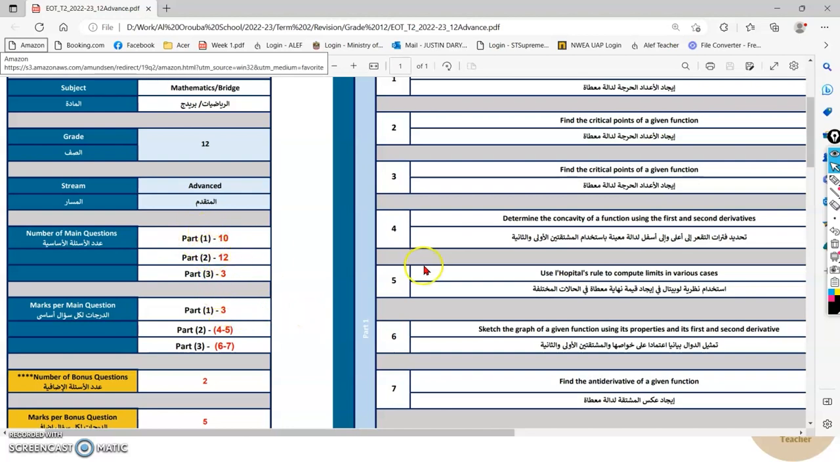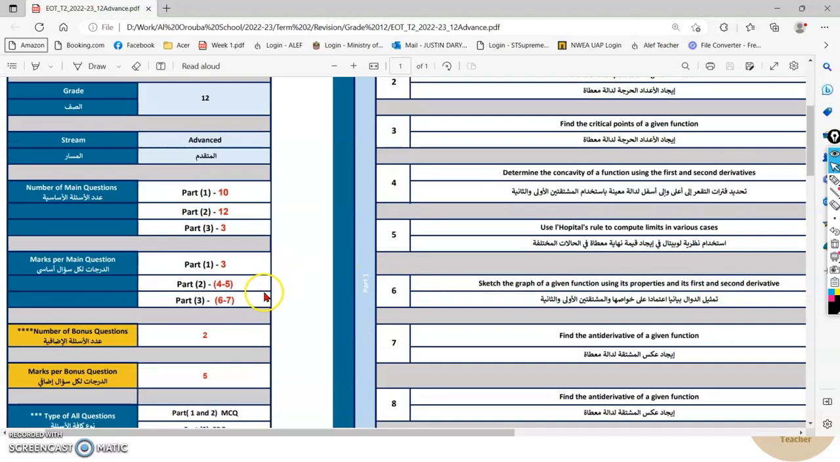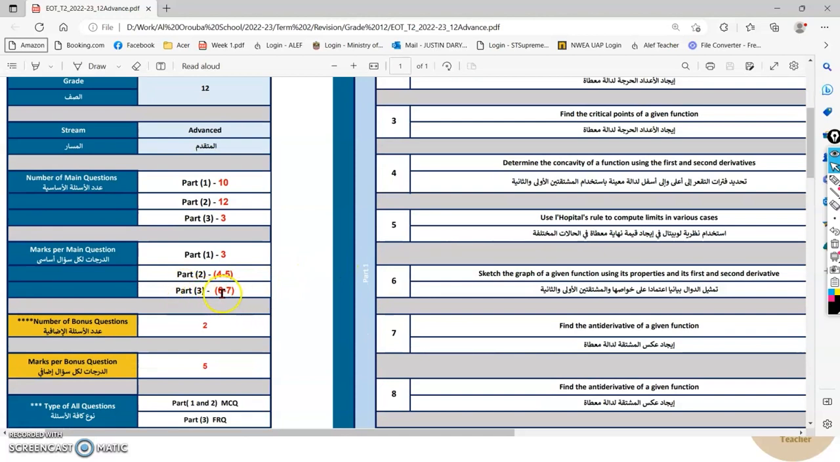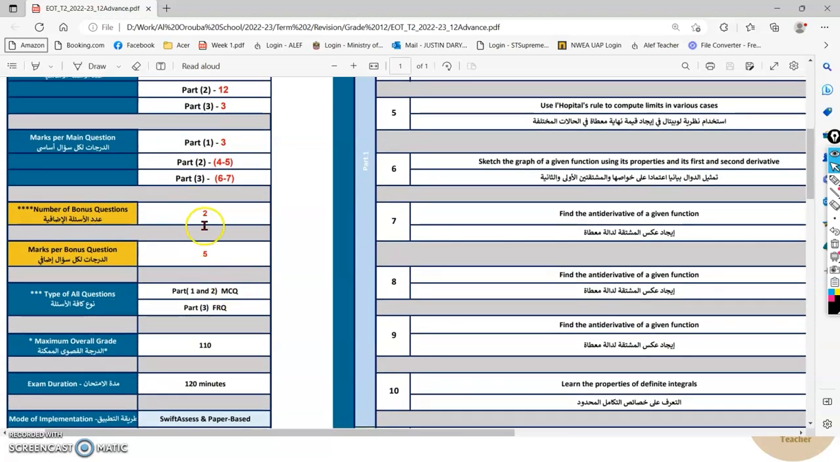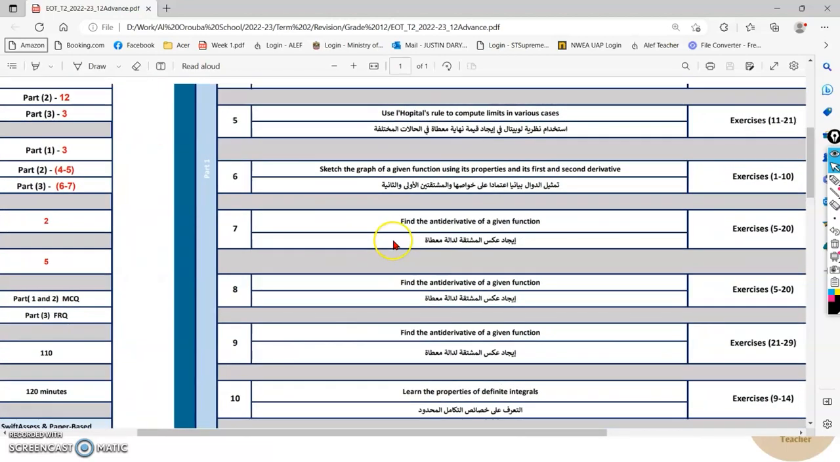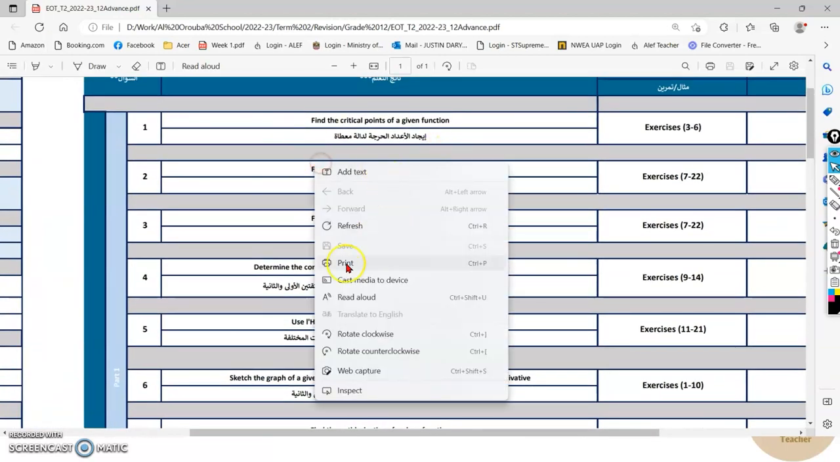Whereas part 1 and part 2 is completely on computer and you will be given 4 MCQ options and you need to choose the correct one. Part 3 has the highest marks per question, 6 to 7. And you have 2 bonus questions this time, and both the bonus questions will be in writing, that will be included in part 3. Each bonus question is of 5 marks, and these are all the topics.